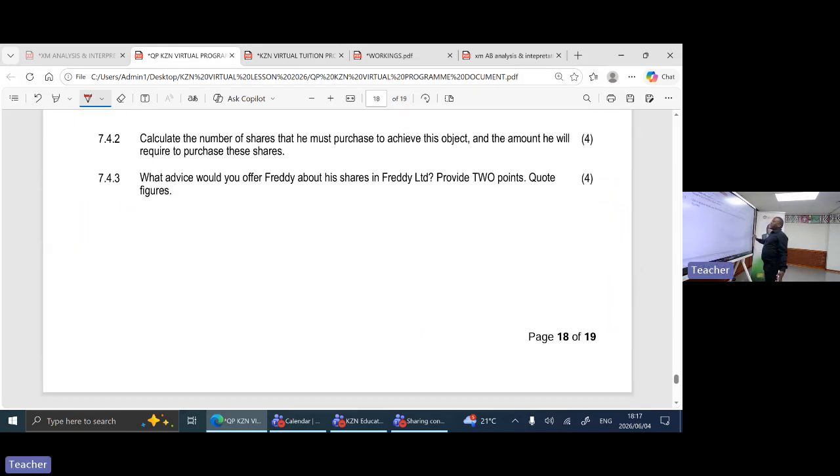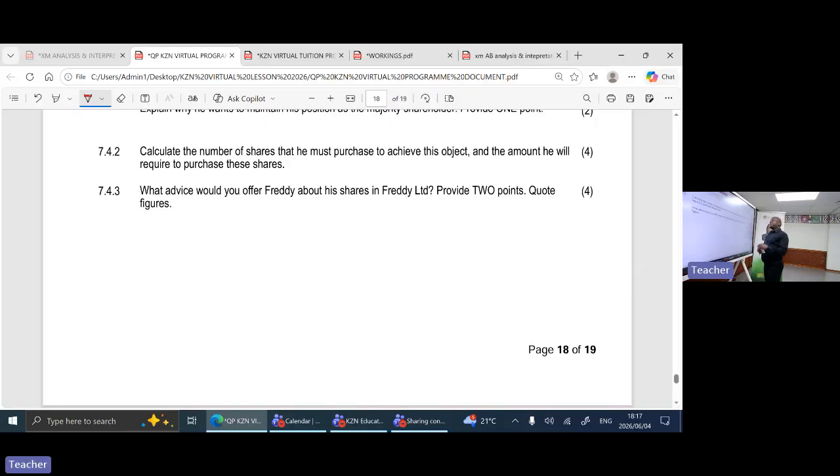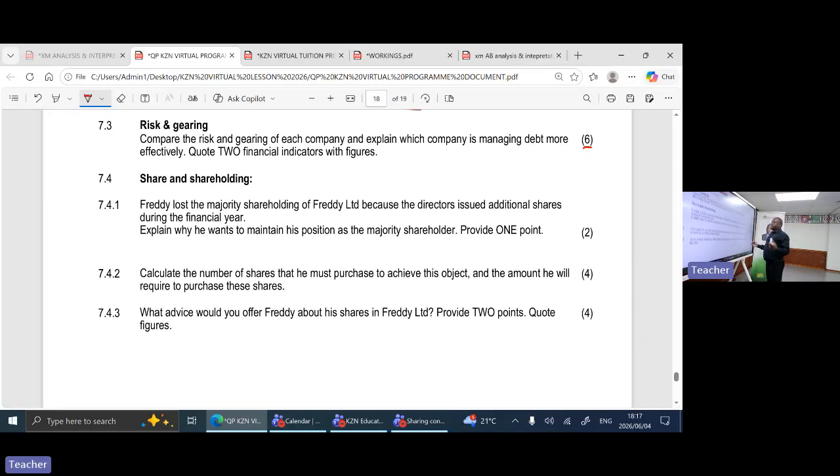It shows positive gearing. Why is it showing positive gearing? Because ROTE is greater than interest on loan. So that means we are making good use of loans. All right, then 7.4. It is share and shareholding.